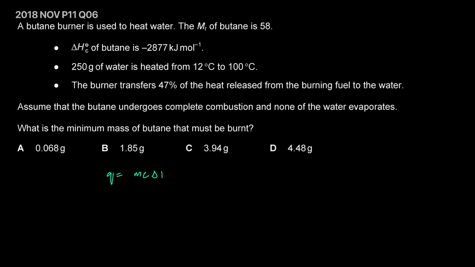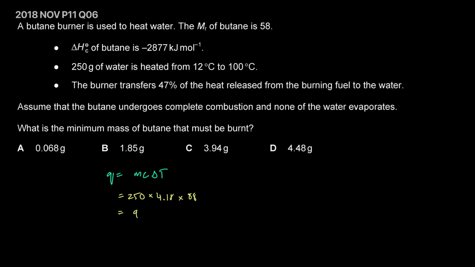So we know that Q is equal to mc delta T. Now over here, the mass of water is 250 grams. The specific heat capacity of water is 4.18 joules per gram per Kelvin. And the change in temperature, we're going from 12 degrees Celsius to 100. So that's 88 degrees Celsius, or 88 Kelvin. So what is the amount of heat energy that must be transferred to the water?